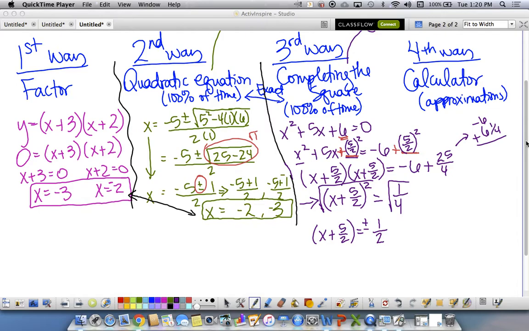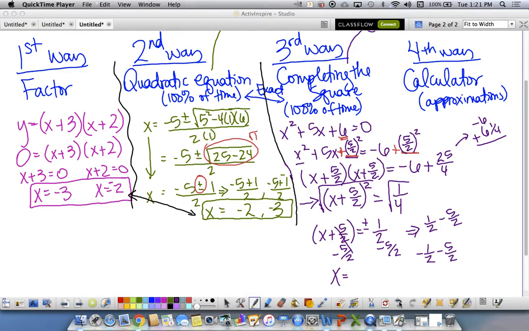Now I'm going to subtract 5 halves from both sides. Now I have x equals, x is by itself. So now I've got two problems here. I've got a positive 1/2 minus 5 halves, and I've got a negative 1/2, negative 1/2 minus 5 halves.